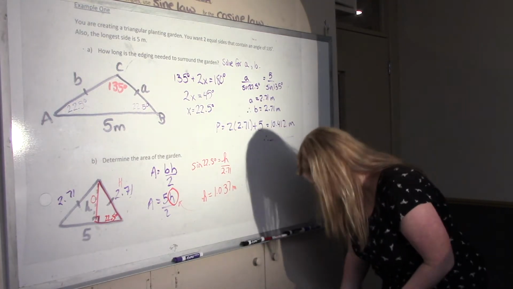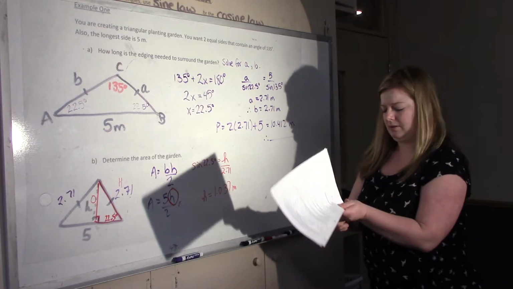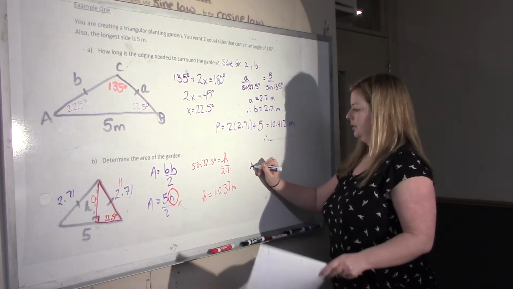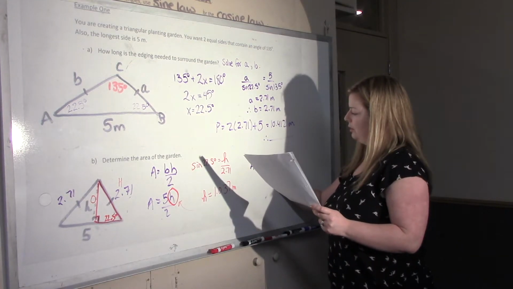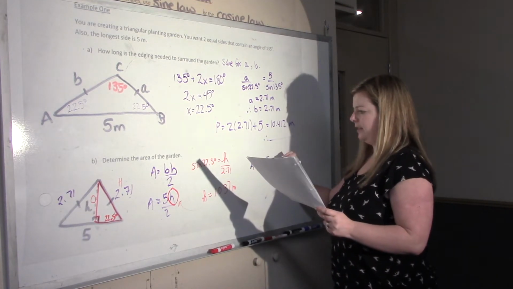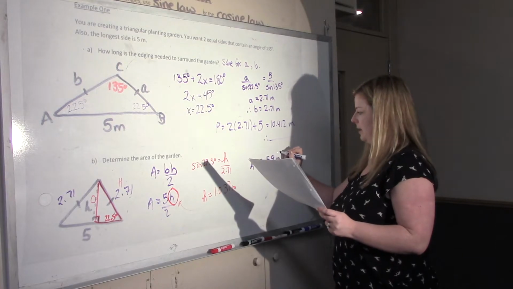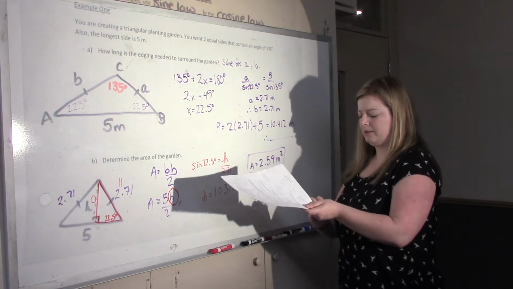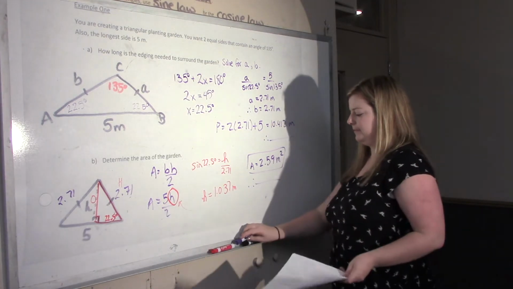So now I can sub that into my area formula. When I sub that in, my area is 2.59 meters squared. Okay, and you can write a nice little sentence about that. Make sure you include your units.